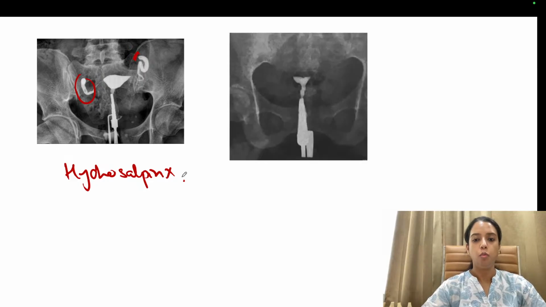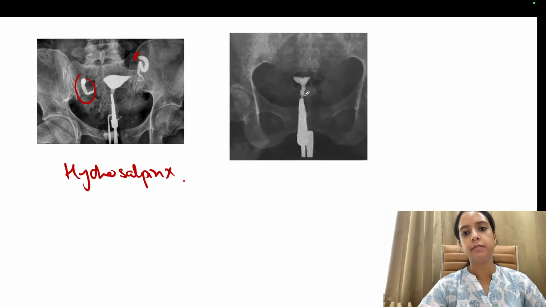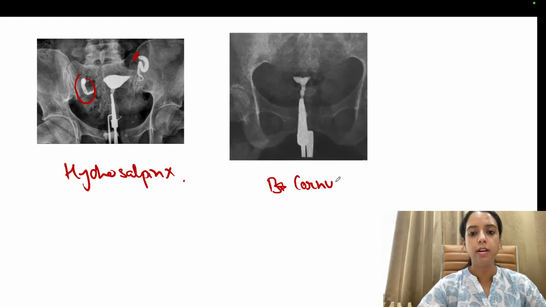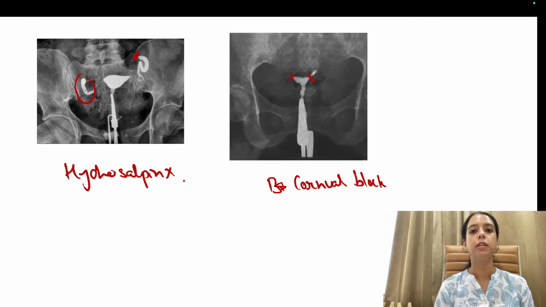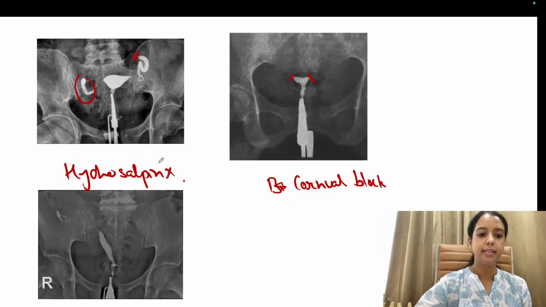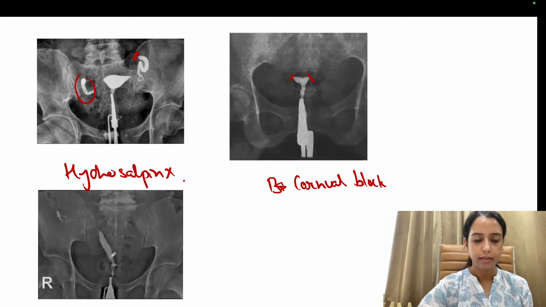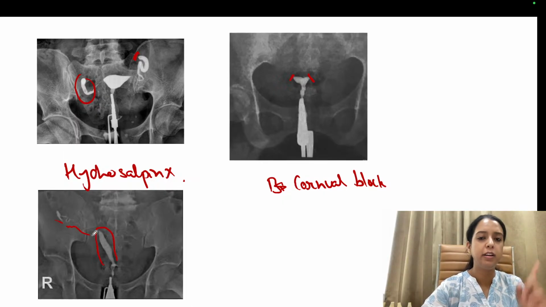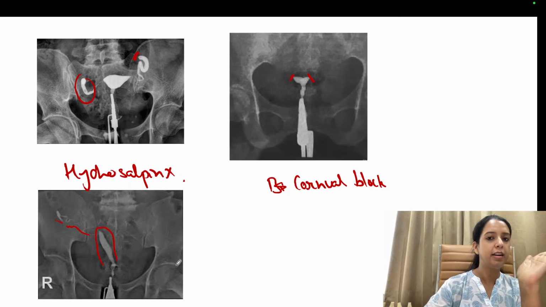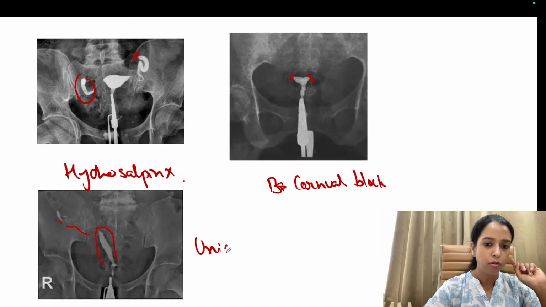Okay? What is it? I can see the vagina, cervix, and I can see the uterus. I can't see the tubes. Why? It is cornual block. The cornua are blocked. That is why the dye is not going into the tube. So it is cornual block. What is it? Can I see a single cavity? And can I see a single tube with spillage? Thin, one tube. One cavity is laterally divided and one tube. Unicornuate.